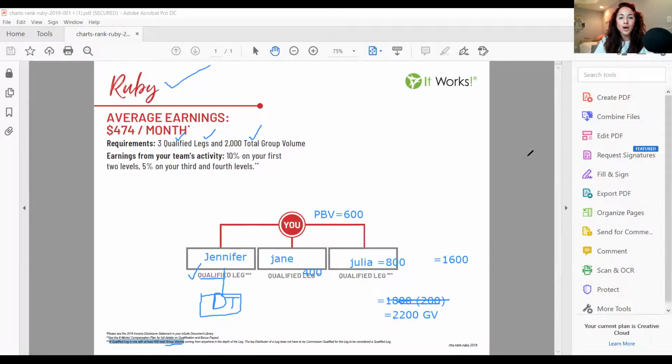Now, if you want a more detailed version of this, let me clear all of this out. That chart you can find in eSuite, but we also have this one in the team page. And let me share this one with you as well. Somebody made, I don't know who made this, but I love it. So it's a little bit more detailed version of a Ruby promotion.